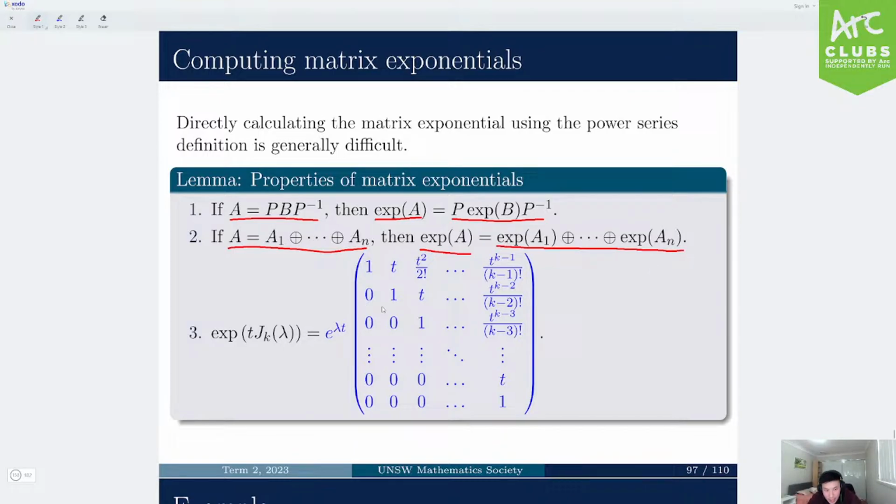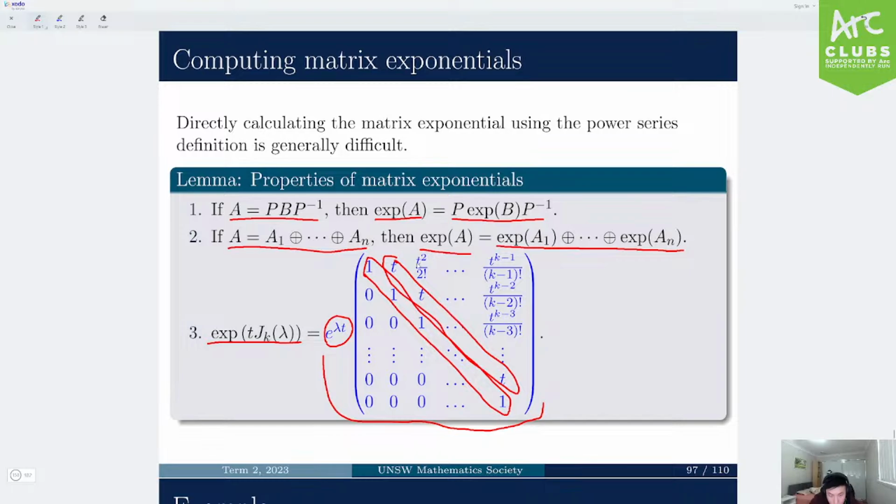Okay. And one of the more commonly used is if we look at the exp of a Jordan block multiplied by t, that is actually going to be this whole matrix here. What you want to notice is that we firstly have e to the lambda t out front, and along the diagonal we have a bunch of 1s. Along the super diagonal we have a bunch of t's, and above that we have t squared on 2 factorial, and we keep going until we get to t to the k minus 1 over k minus 1 factorial.